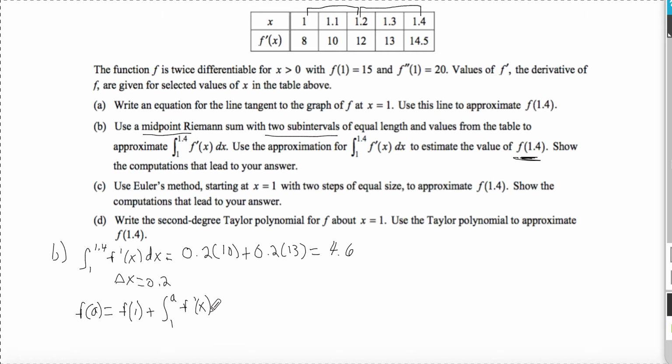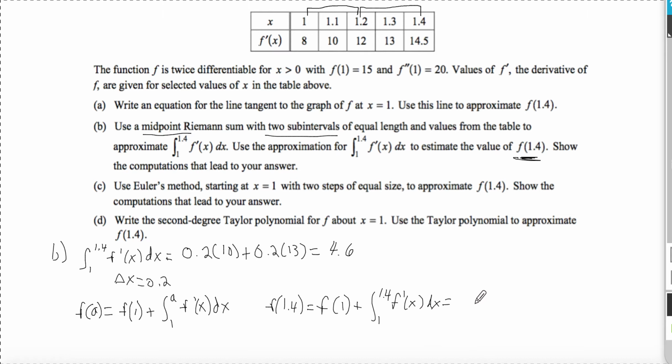This is our final amount formula that we need to know. The initial amount of our function we're measuring plus the integral from 1, I chose 1 in this case because that's where we're starting, from 1 to a, our ending value, of the derivative. I know what a is, though. In this specific situation, I want f of 1.4, which is going to be f of 1, my starting f value, plus the integral from 1 to 1.4 of f prime of x dx.